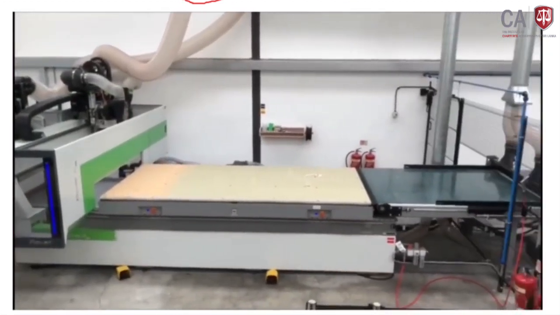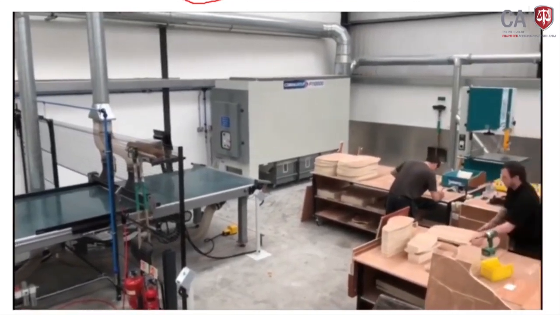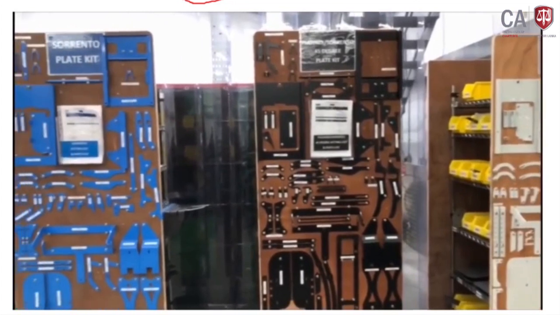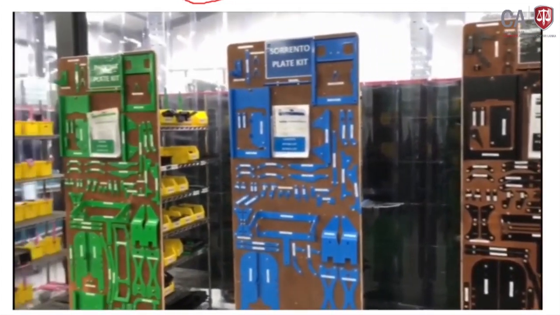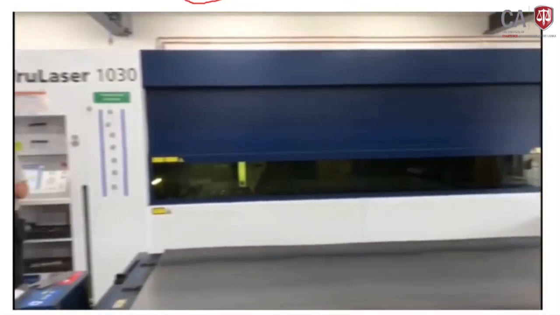There's no clouds of dust anywhere. There's no debris anywhere. Everything has been thought out at the highest level. Now we're going to go over to the laser cutting area where they have all the frame parts identified again based on color and style. So it's very easy to not make a mistake and produce quality all day long.